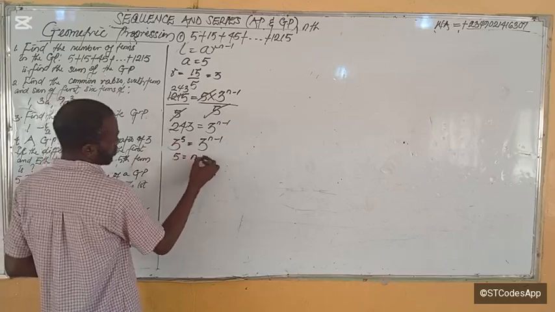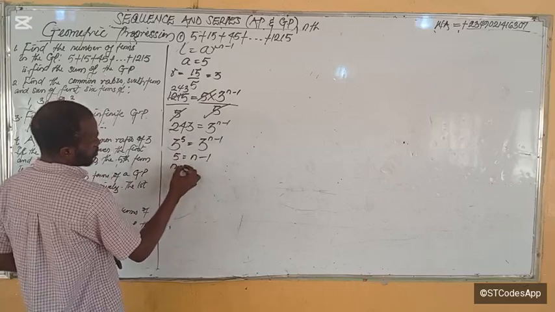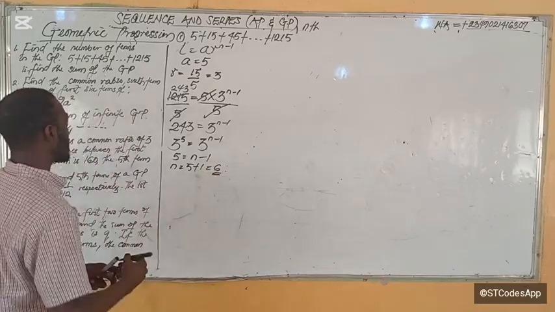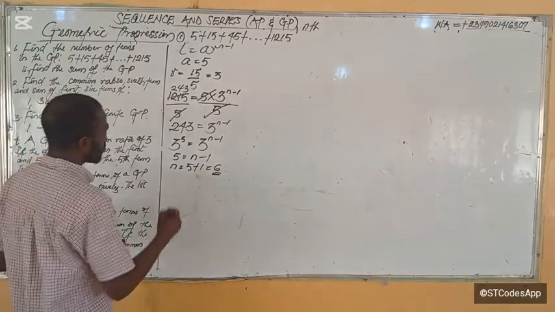Since the bases are the same, the powers must be the same. That is 5 must be equal to n minus 1. 1 comes here, becomes 5 plus 1. So n equals 5 plus 1, which is 6. So the number of terms is 6. So that's that. Number 2 says find the sum of the GP.